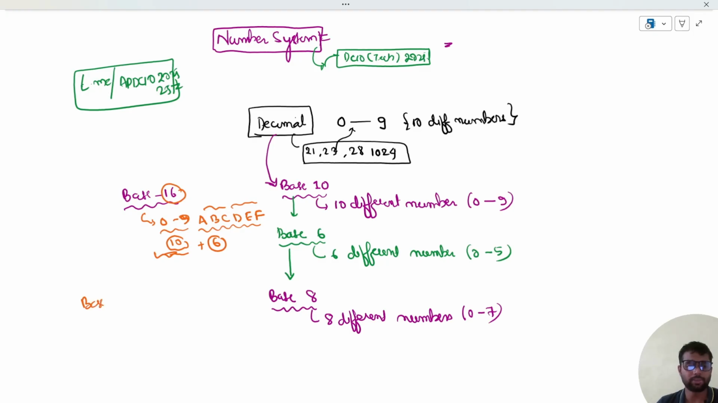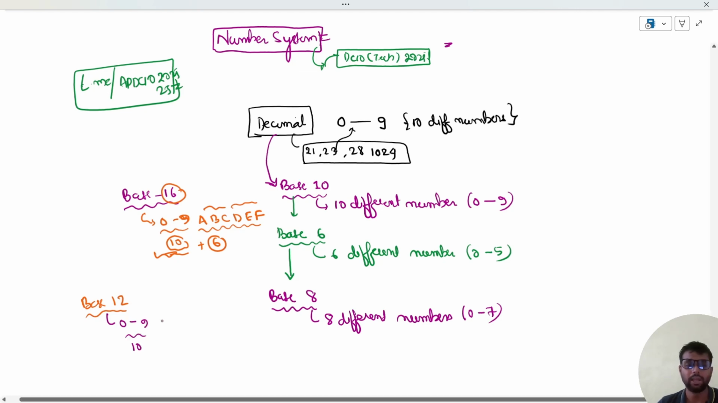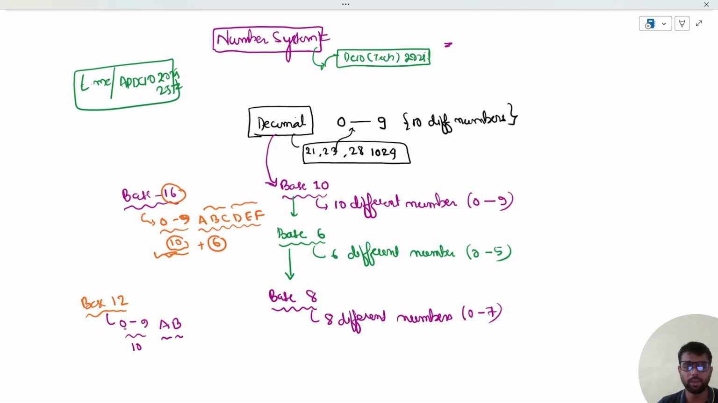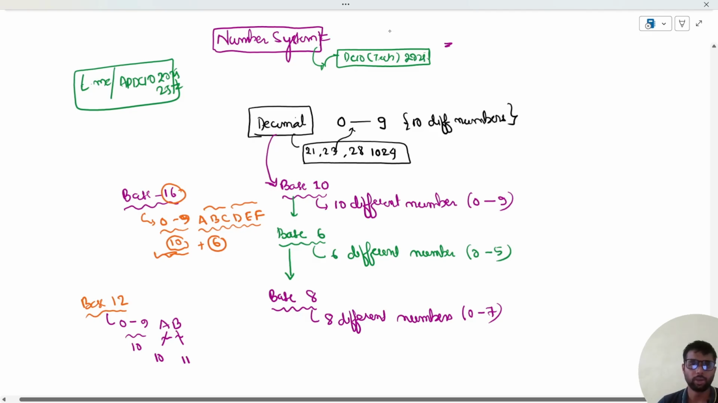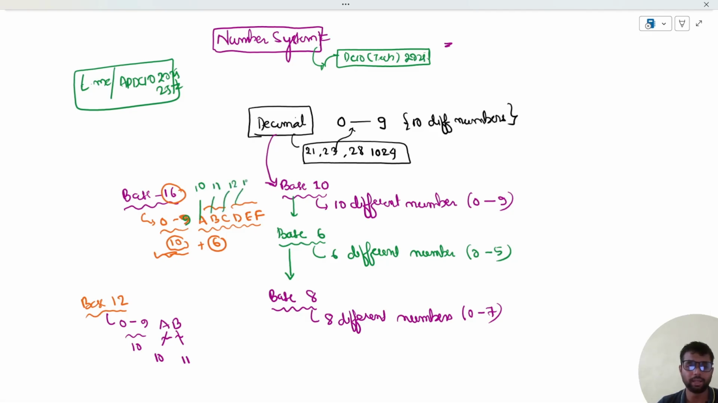Suppose we have base 12, so what would be the different unique identifiers in it? We have to include 0 to 9, that makes 10 different numbers, plus we must have A and B. So the different numbers in base 12 will be from 0 to B, where A represents 10 and B represents 11. Similarly here, up to 9 we have 9, A represents 10, B represents 11, C 12, D 13, E 14, F 15. That is what we have in base 16, up to 15.